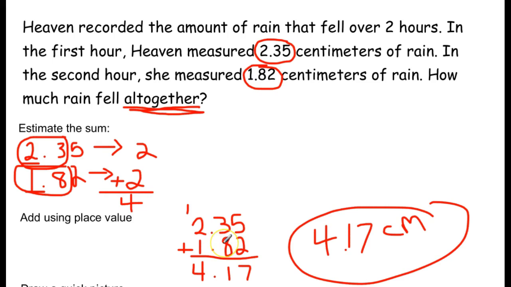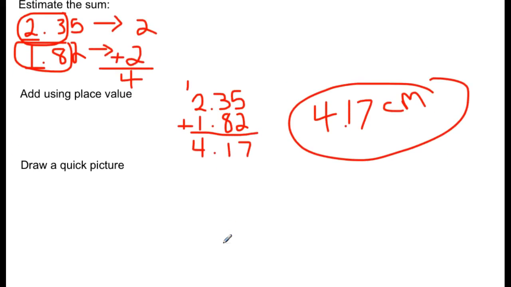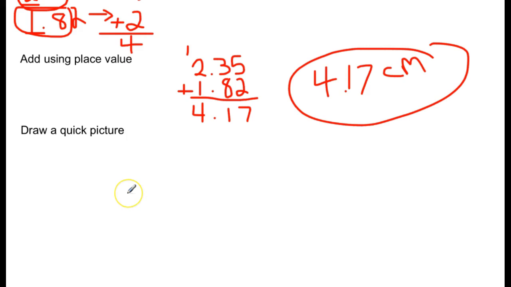Now, I can check my answer with a quick picture. I know you guys love drawing base 10 blocks, so we're going to do that really quickly. So when we're adding, we have our wholes, which are the flats. Okay, so we have 2 and 35 hundredths: 1, 2, 3, 4, 5. And we are adding on to that 1 and 82 hundredths: 1, 2, 3, 4, 5, 6, 7, 8.